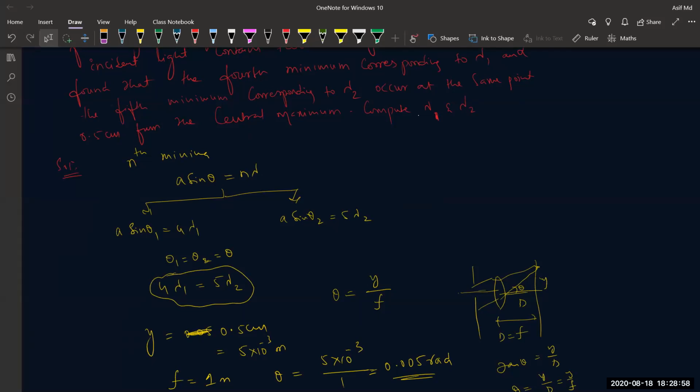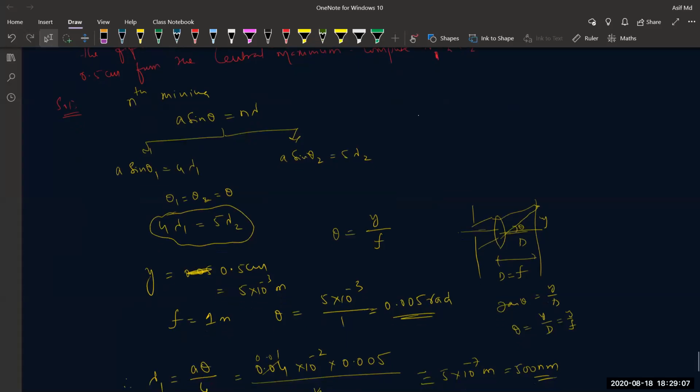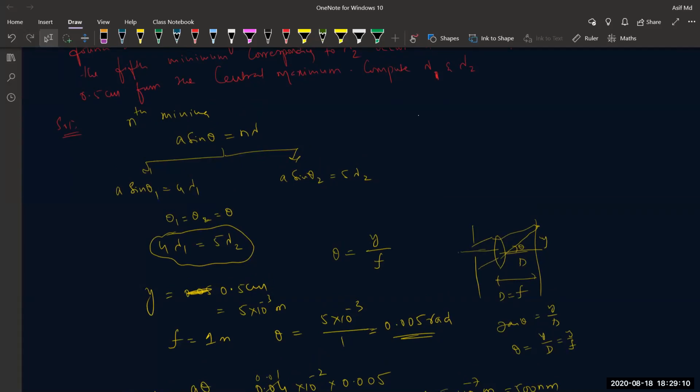Then what is the value of theta? Theta is y by D. D here is the focal length, that is nothing but f. Y is given as 0.5 centimeters; convert that into meters. Focal length is given. So I got theta. Once I get the value of theta, I can calculate the value of lambda 1.